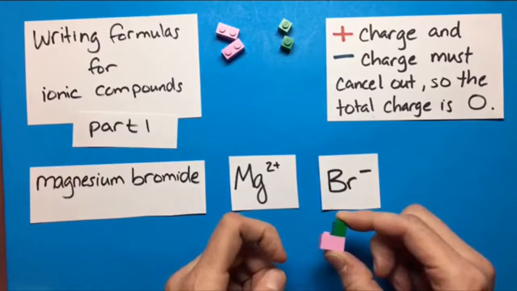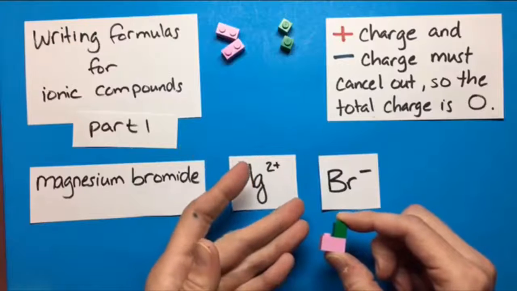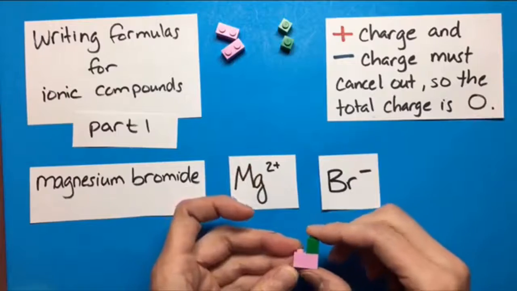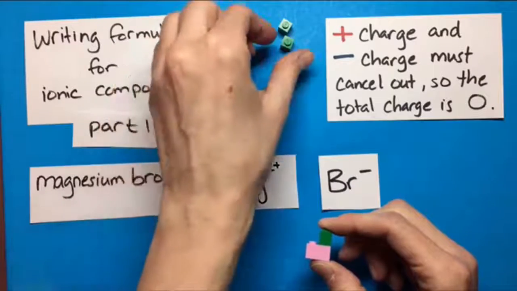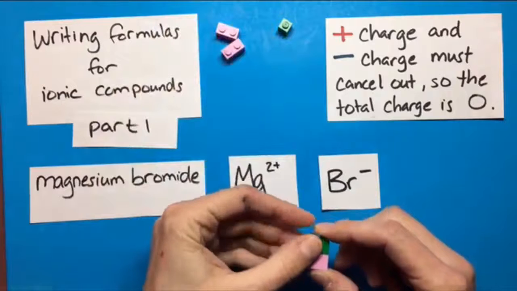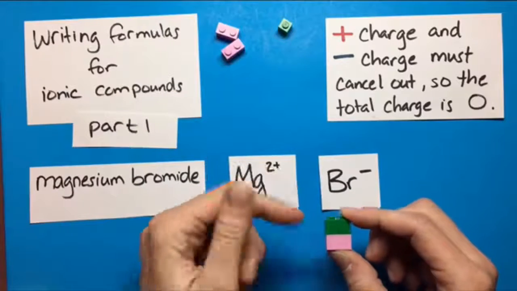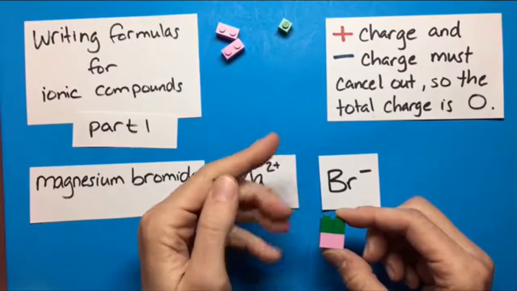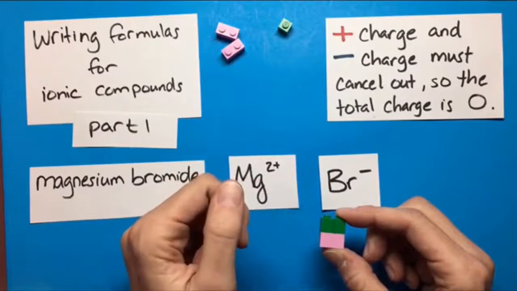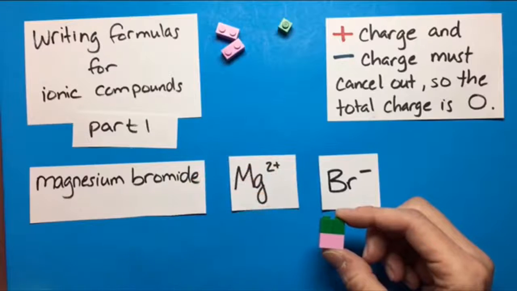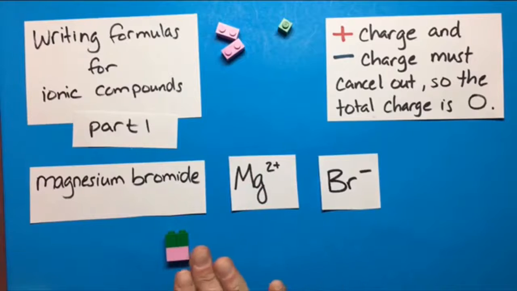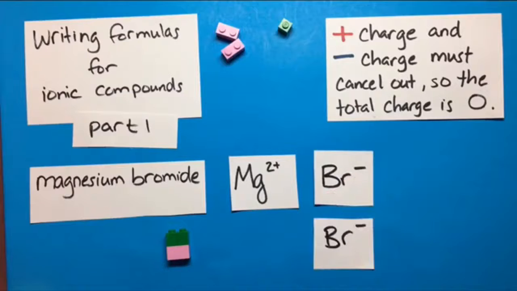The positive and negative charges do not balance out, so this is not the right combination of ions because we need an overall charge of 0. If I add another negatively charged bromide ion to the model, now the positive and negative charges do balance each other out. This is the right combination of ions because we have an overall charge of 0. So in this model, we have 1 magnesium ion and 2 bromide ions.